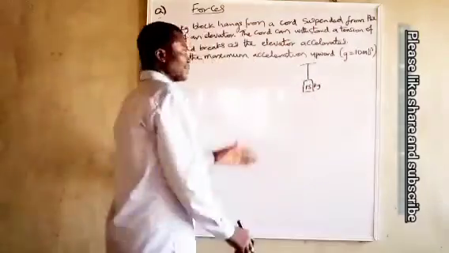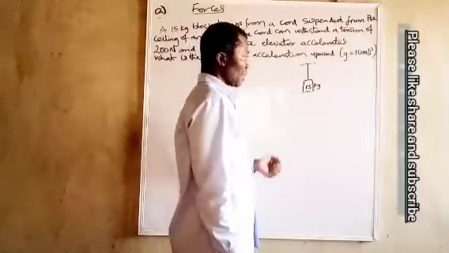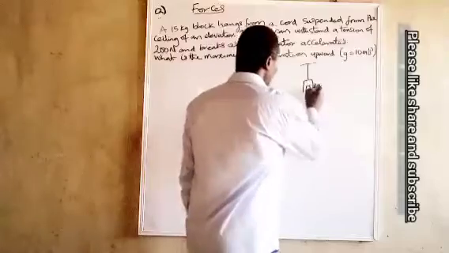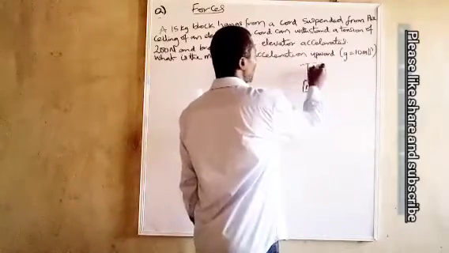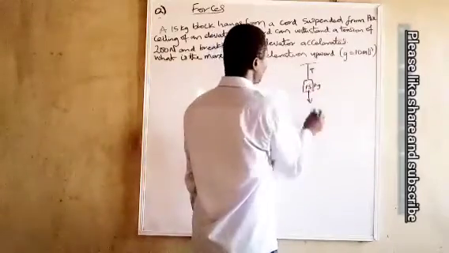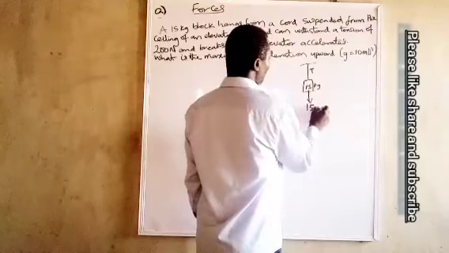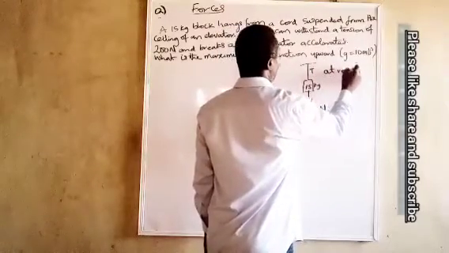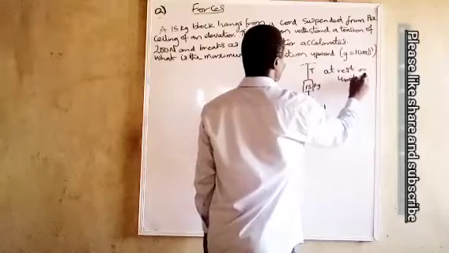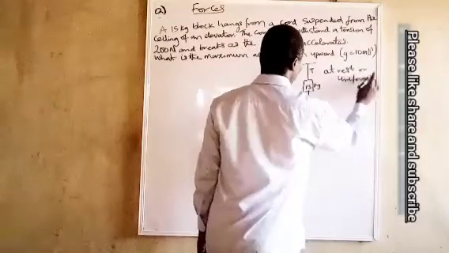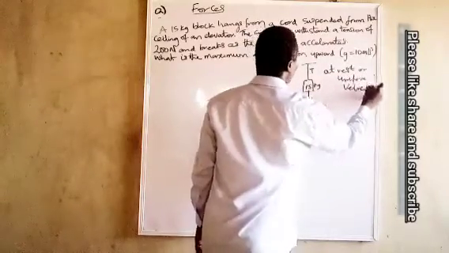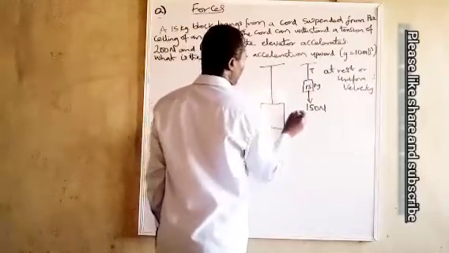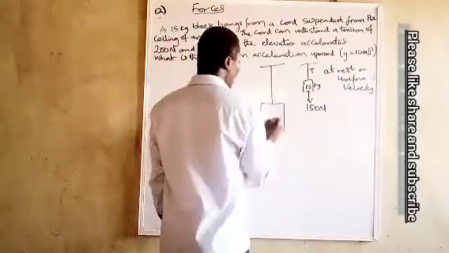So which means that if the elevator is moving upward with constant velocity or is at rest, the force on this cord will be equal to 150 newton. So this is at rest or uniform velocity. But now if it accelerates upward, the tension will increase, and this is what we have.